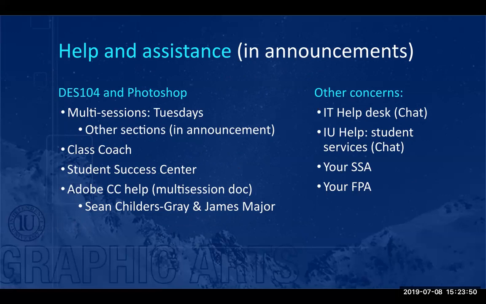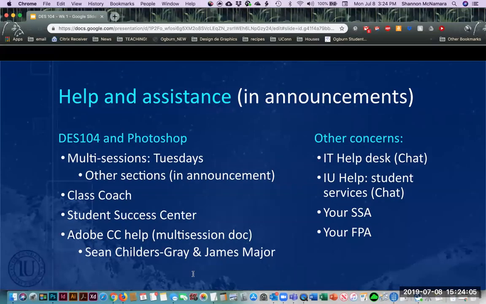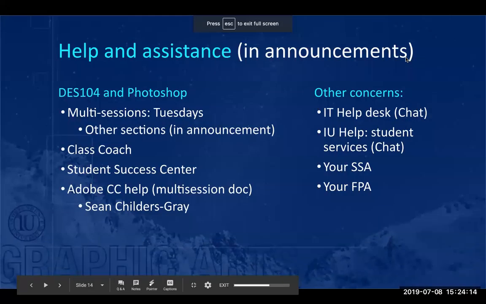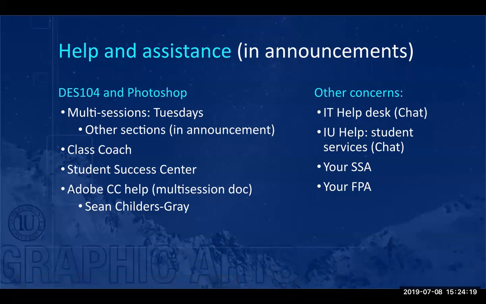So again, if you need some help and assistance, in the announcements, our multi-session will be on Tuesday. There are other sections in the announcements. I'll show you where that is. We do have a learning coach for the class. I'll show you her flyer. We can look at getting into the Student Success Center. Adobe CC help. Oops, let me fix this. It's just with Sean. It used to be with Sean and James, but now it is just with Sean. Let me fix the slide. And then there's also IT help, there's IU help, and then you have your Student Services Advisor, who is your SSA, and your FPA. And some of you might even have me as your FPA.